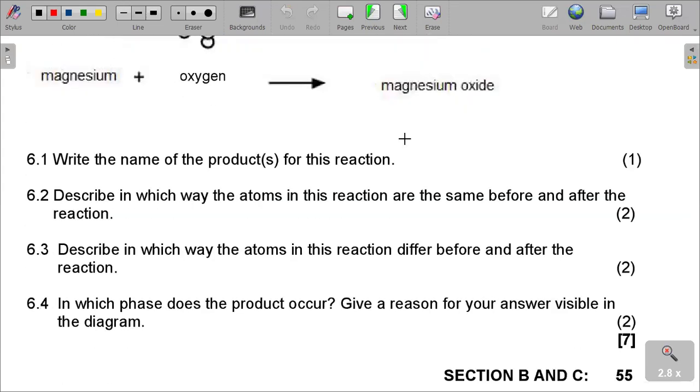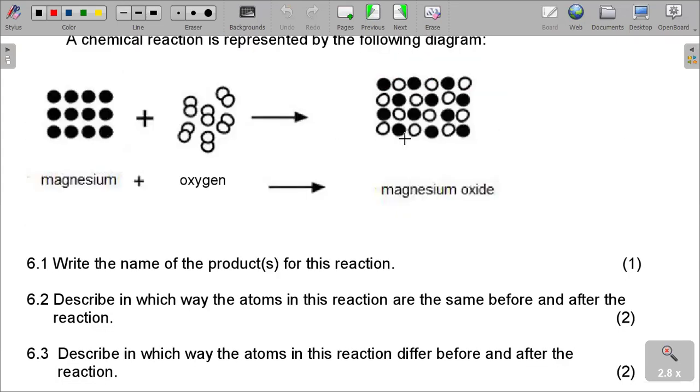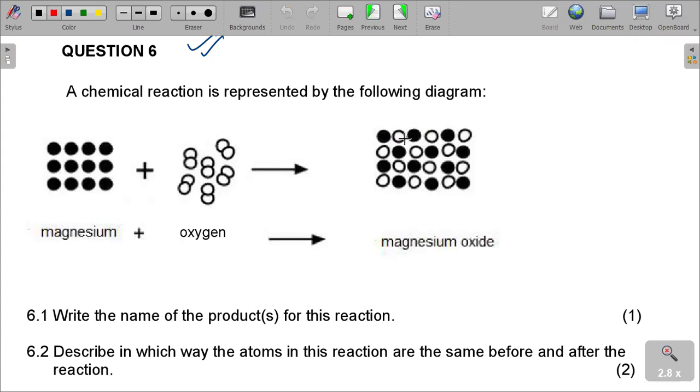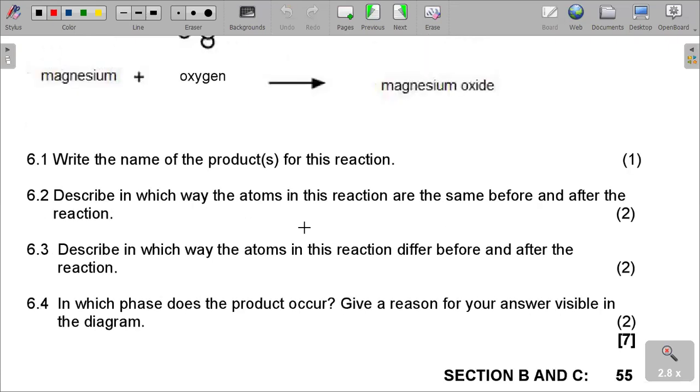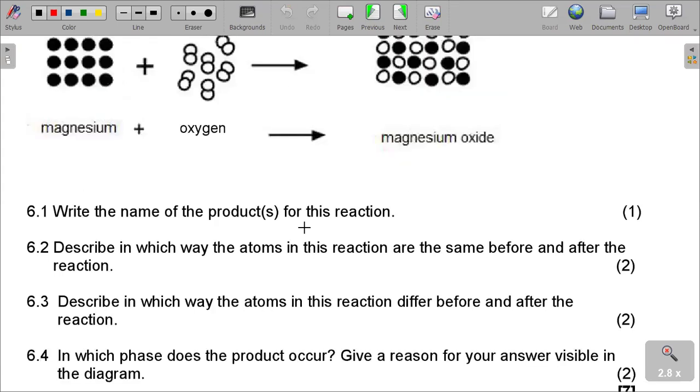And then question 6 is showing a chemical reaction represented by the following diagram. It is a chemical reaction shown by the diagram, which is magnesium plus oxygen. We get magnesium oxide. When magnesium is burnt in the presence of oxygen, we get magnesium oxide, as given there. So the question is: write the name of the product of this reaction. Obviously, the product of the reaction is magnesium oxide.